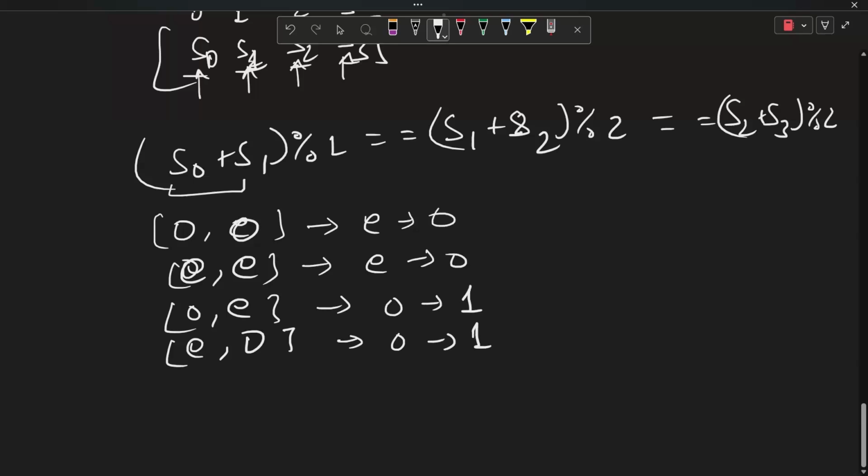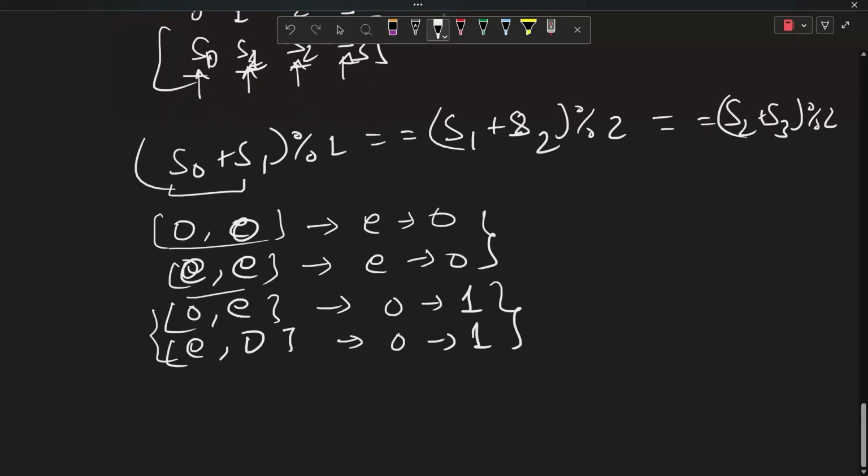So when do we get a 0? We would get a 0 if both the numbers are odd, or both the numbers are even. And when would we get a 1? If the parity of both the numbers is different. If one is odd and one is even, then we would get a 1. So this is the condition.